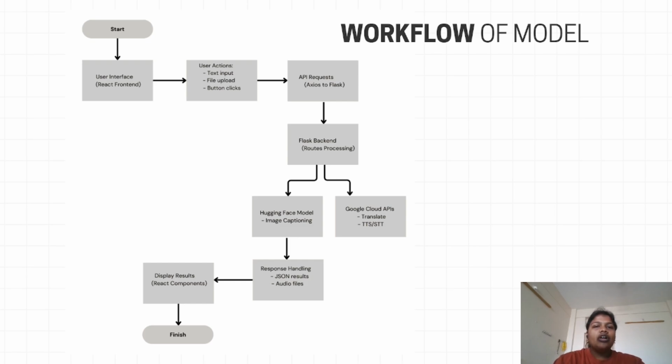Response handling: the result is sent as a simple message in JSON format. Display result: the front end output shows the translated text in a box, an audio player for the voice result, and the image caption below the pictures. Then error handling.